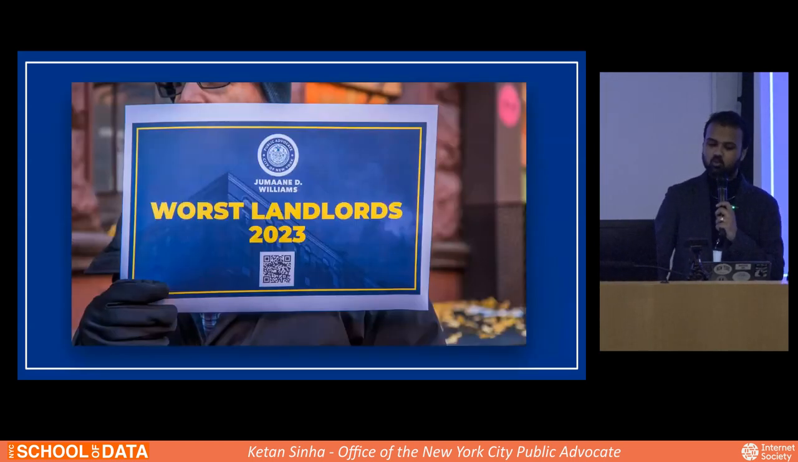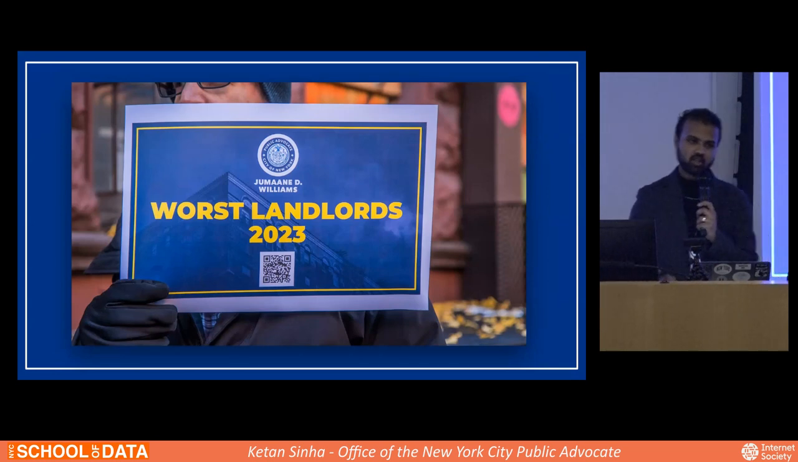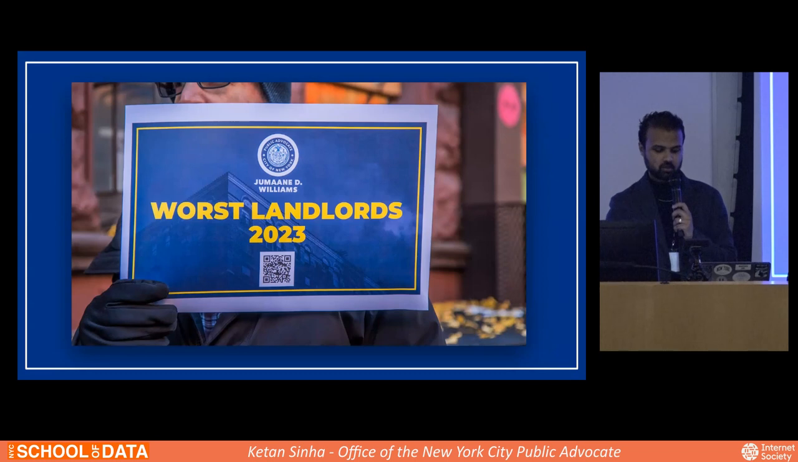The watch list is a tool that ranks the top 100 worst individual landlords across the five boroughs in terms of Class B and Class C violations in their buildings. This list is primarily created using the open Housing Preservation and Development violations data on NYC Open Data.